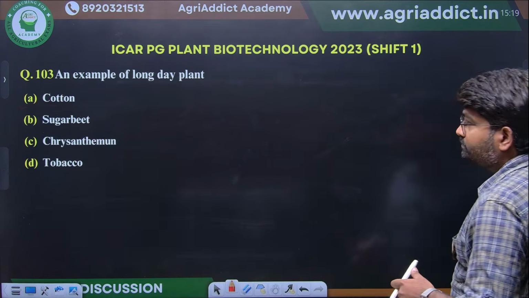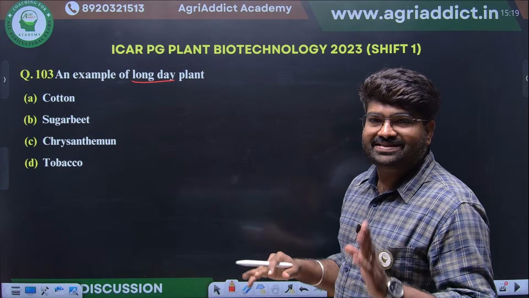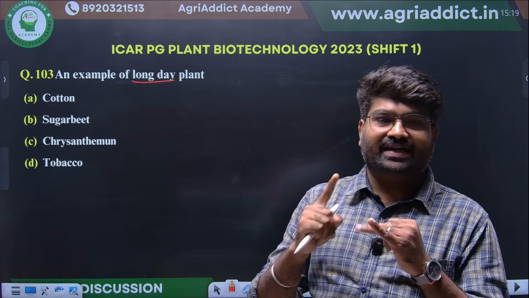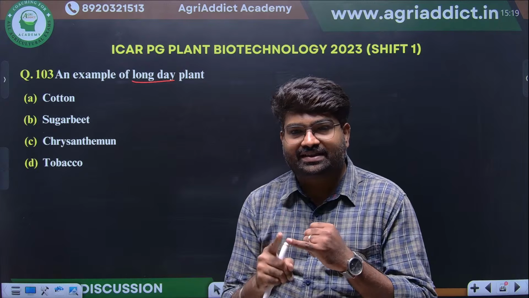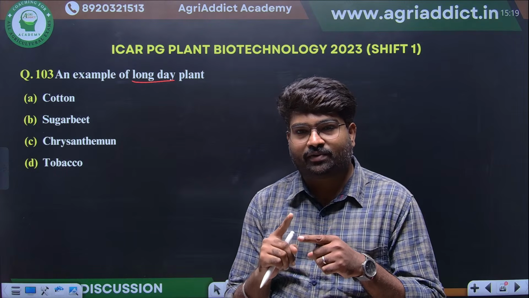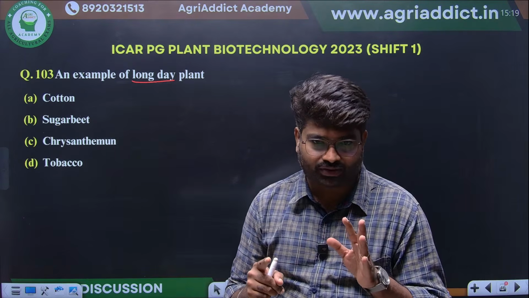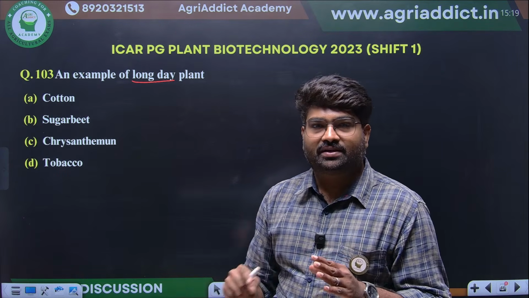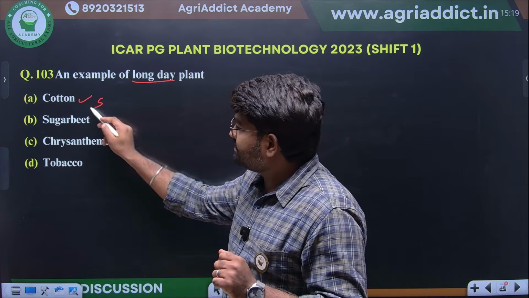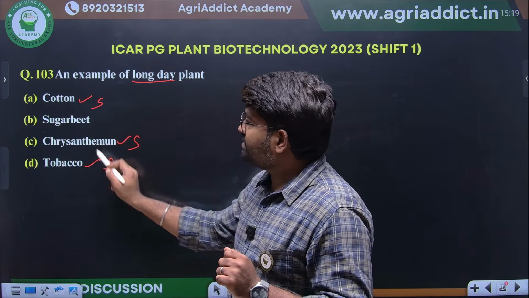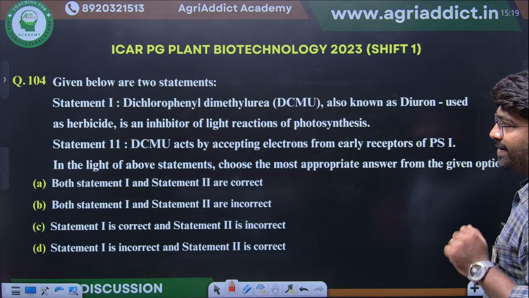An example of long day plants is repeated. Every year they ask for one example from short day, long day or day neutral. Then they also ask for examples of C3, C4 and CAM plants, and orthodox seeds and recalcitrant seeds. This is a repeated question, so you have to focus much on that. What is the example of a long day plant? Cotton is a short day plant, chrysanthemum is short day, tobacco is also short day. So sugar beet is the correct example for a long day plant.